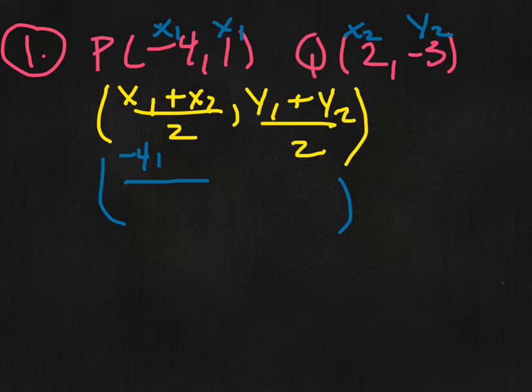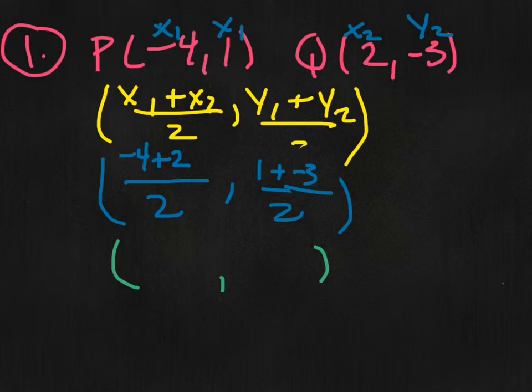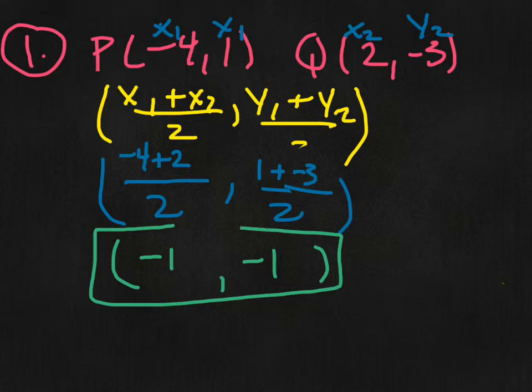x1 plus x2 divided by 2, y1 plus y2 divided by 2. And that's supposed to be a 3. Oh boy. Let's erase that. When you plug that in your calculator, -1 plus 2 is 1... -4 plus 2 is -2 divided by 2 is -1. 1 plus -3 is -2 divided by 2 is also -1. Well, there's the midpoint.